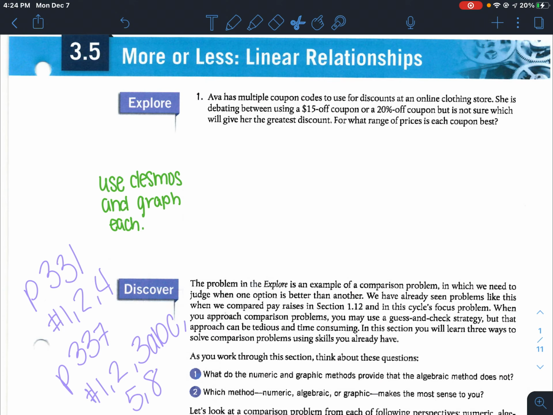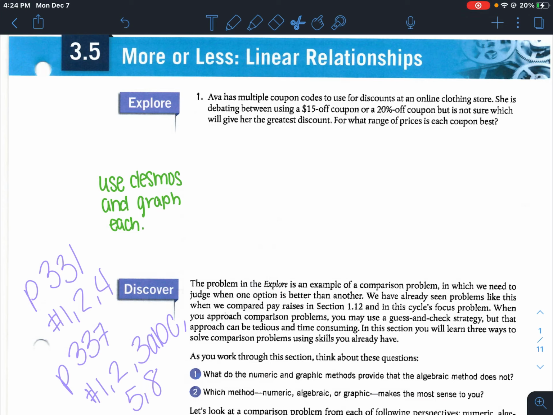So Ava has multiple coupon codes to use for discounts at an online clothing store. She's debating between using a $15 off coupon or a 20% off coupon, but isn't sure which will give her the greatest discount. For what range of prices is each coupon best? So we're going to use Desmos. First, we're actually going to create some equations, use Desmos, and graph each.